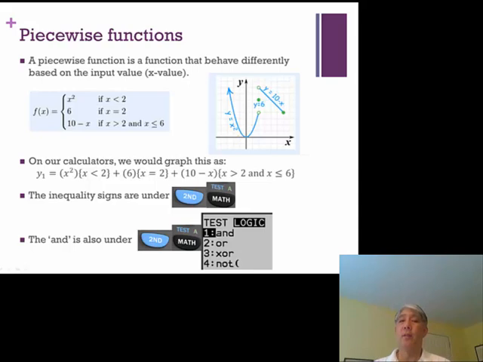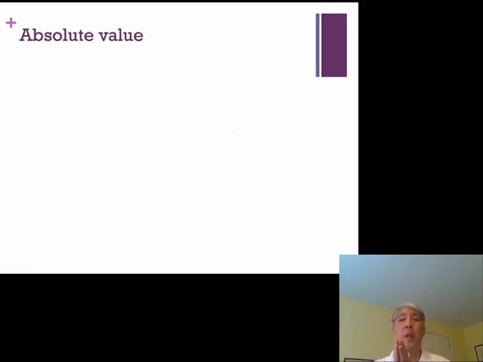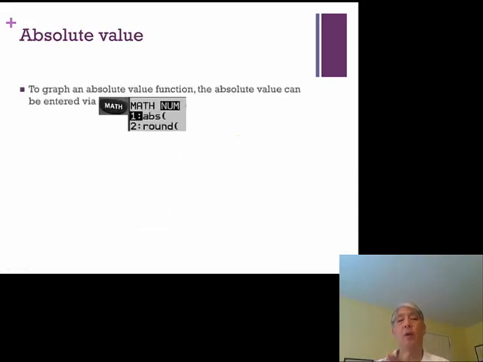So we can access the inequality signs and the logic ands and ors under the second test menu. We use the curly brackets to indicate the test regions. How are we limiting our domain? So that's how we graph piecewise functions. Our calculators can do that just as well as graphing our regular functions.